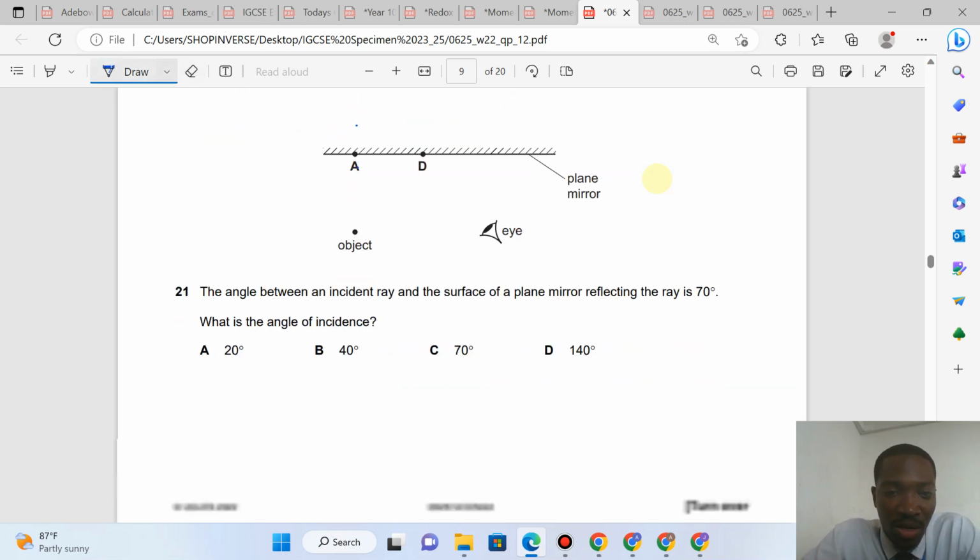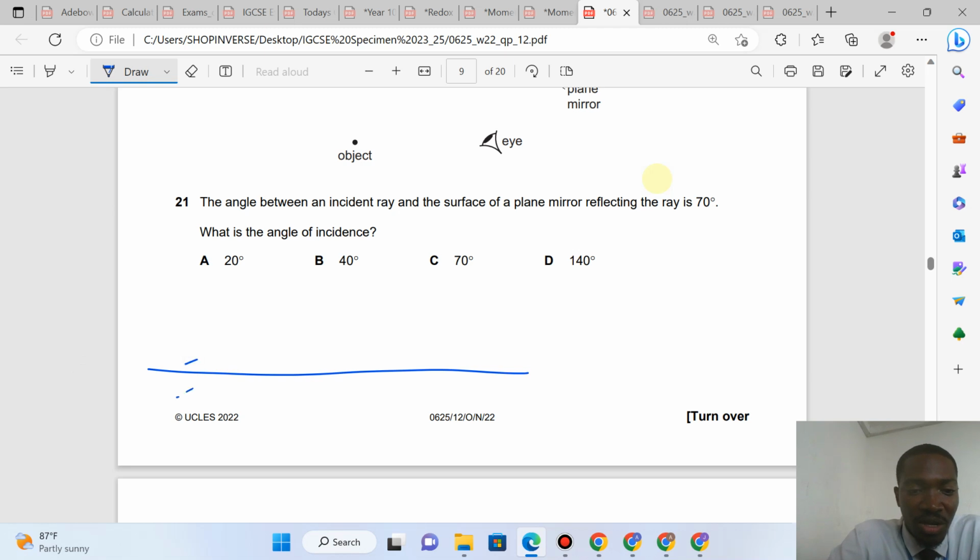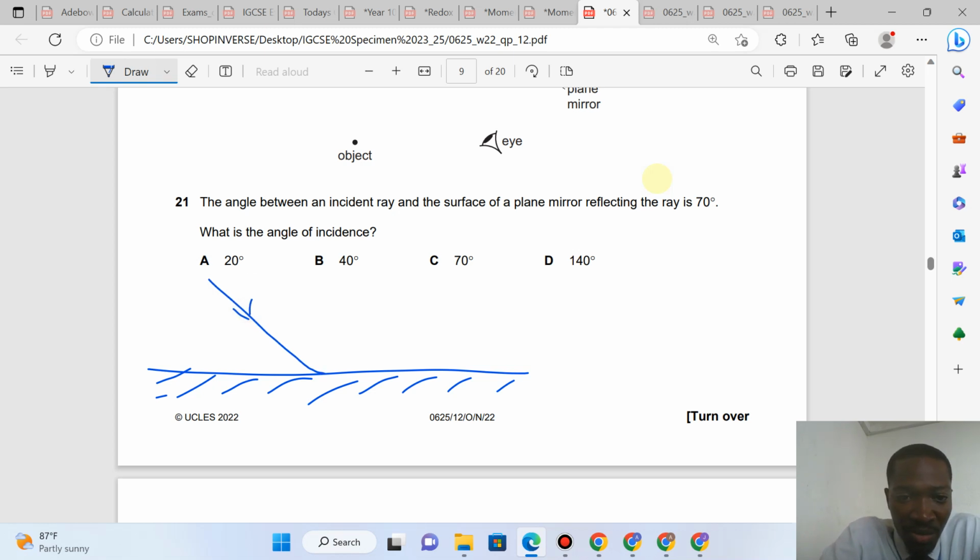Question 21. The angle between an incident ray and the surface of a plane reflecting surface is 70 degrees. What is the angle of incidence? We have a plane mirror, and the question says, let this be our plane mirror. The angle between an incident ray, this is the incident ray, and the surface of a plane mirror. So this angle here is 70 degrees. What is the angle of incidence?